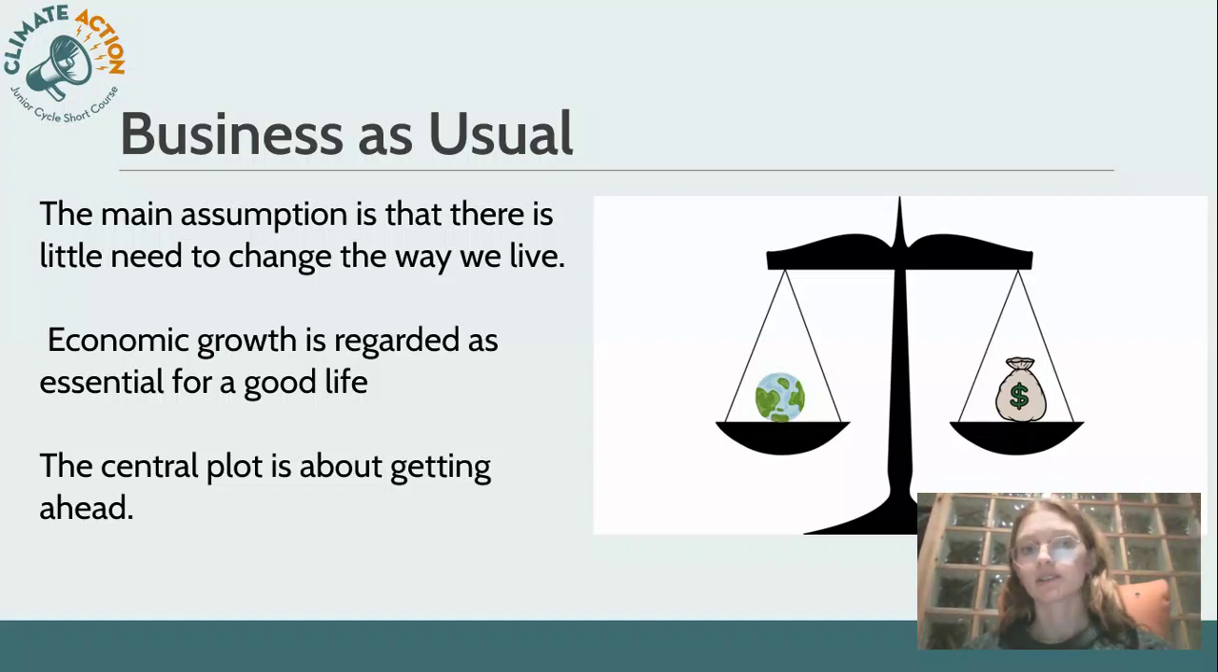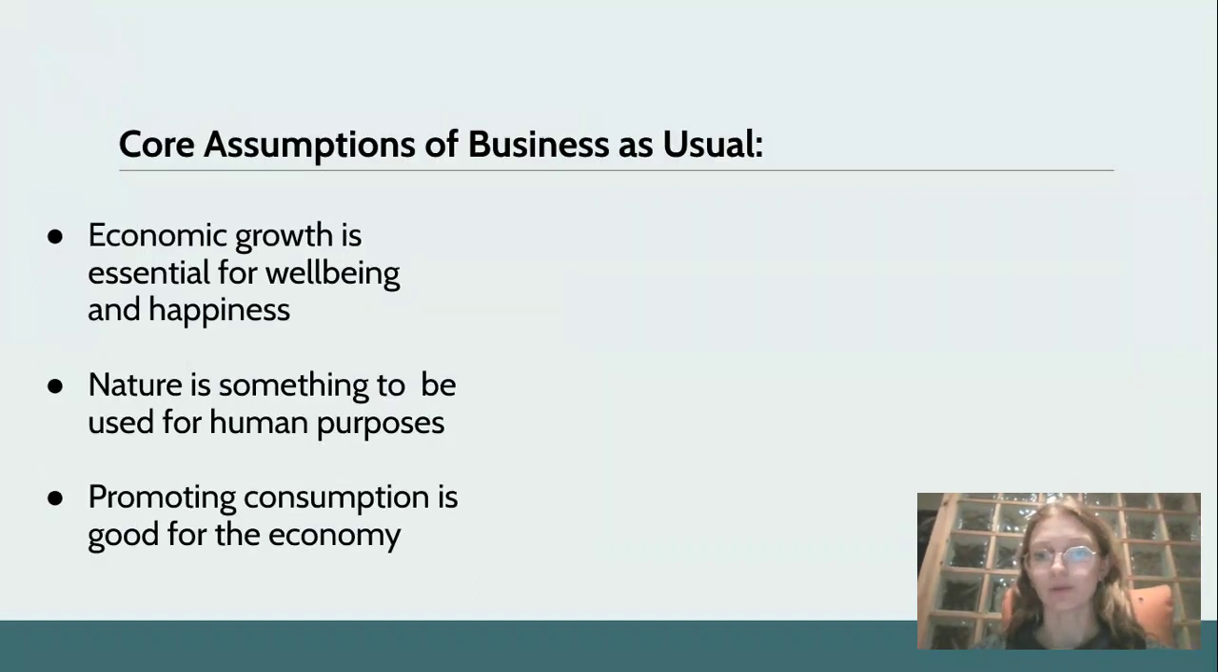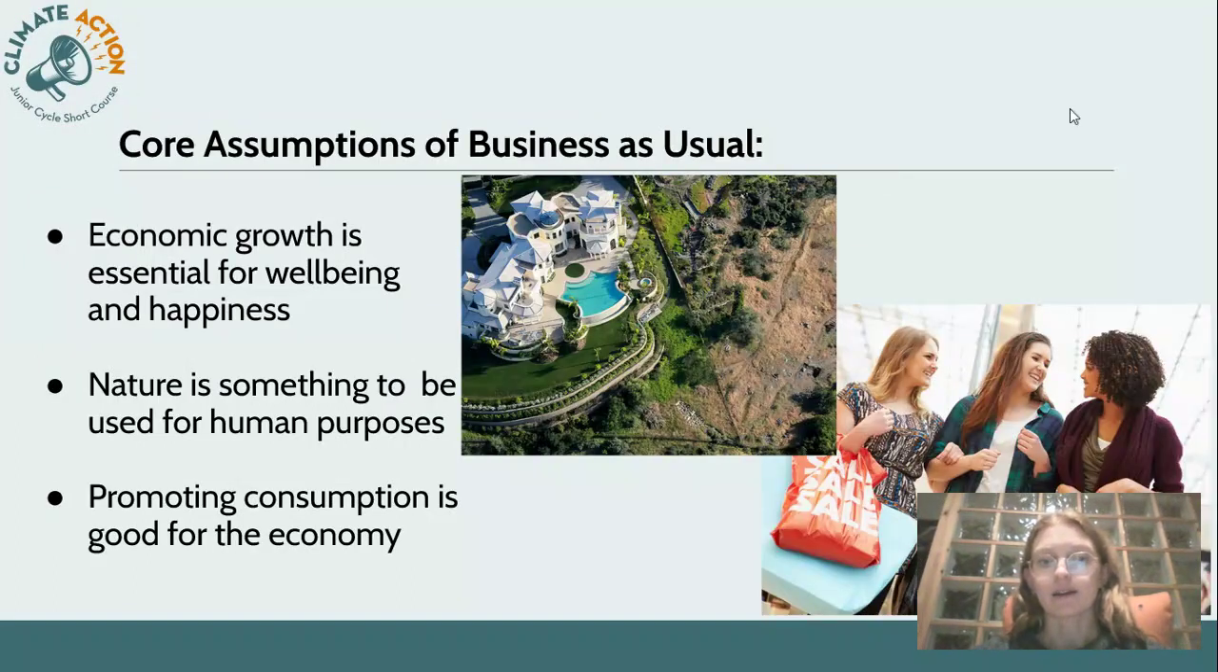Again, business as usual is we don't need to change how we live. Economic growth is essential for a good life. It's the most important thing. And getting ahead by yourself is the most important thing. And nature is something to be used for human purposes.